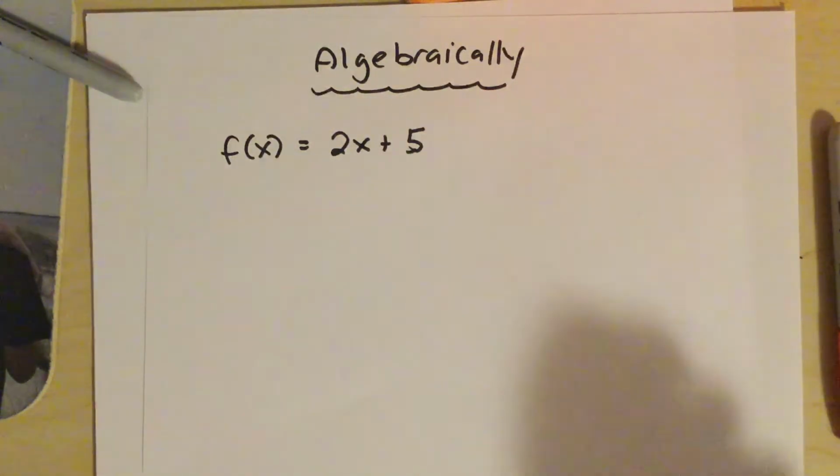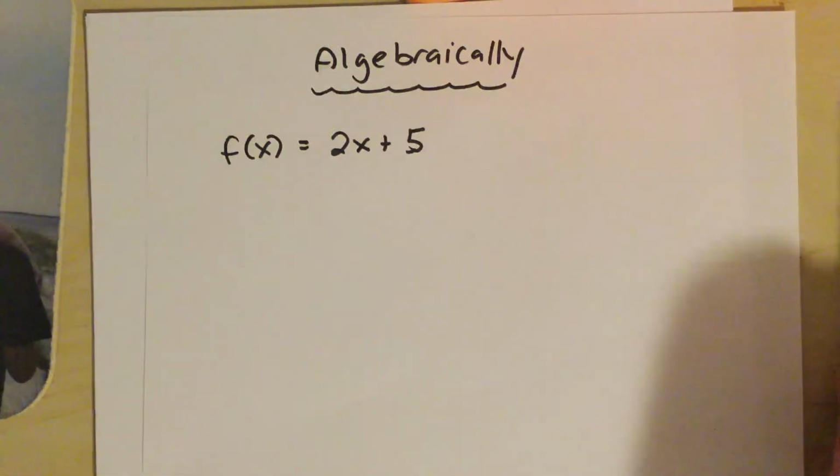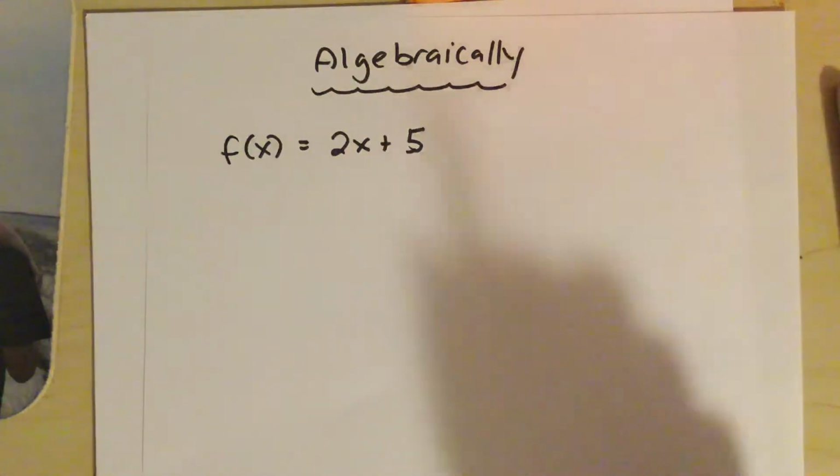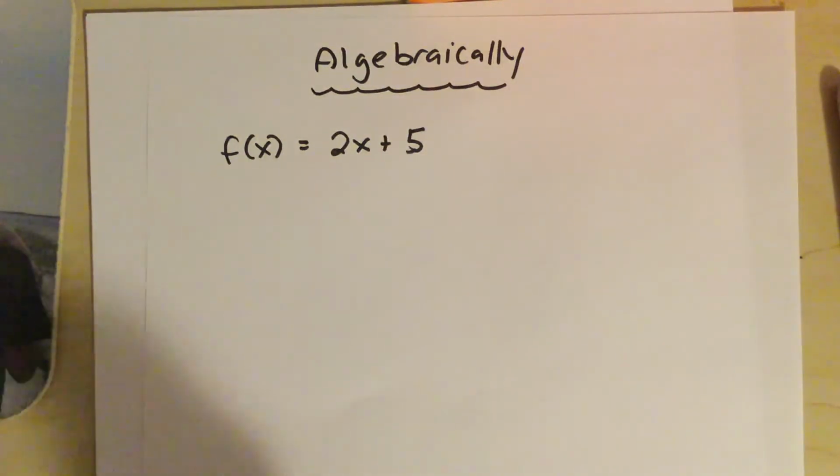Okay, so we don't have to guess what the inverse function is and try to figure it out. It turns out that we could find it algebraically. And there's kind of a procedure for it. So we're going to start off with f of x is 2x plus 5. And I'm going to demonstrate the procedure of finding the inverse function of f.